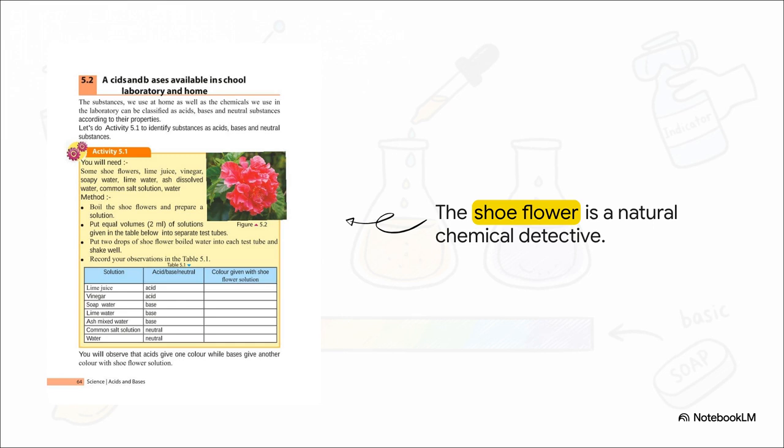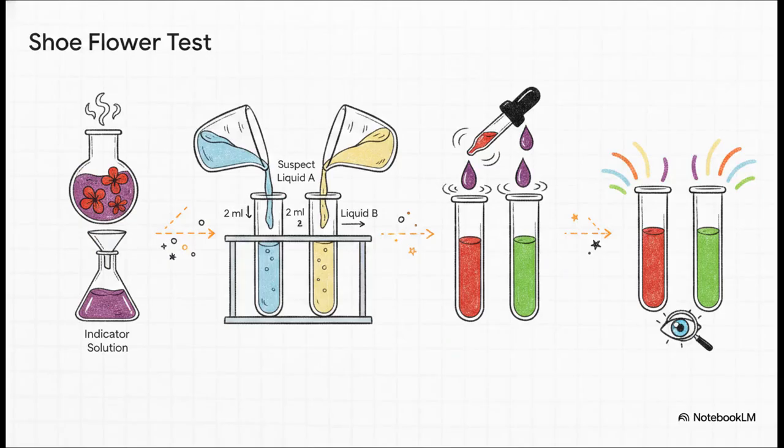Take a common garden plant, like the shoe flower. You might just see a pretty flower, but in the context of chemistry, it's actually a super powerful, completely natural chemical detective. The petals of the shoe flower contain natural compounds that act exactly like the indicator we just talked about. And the best part? We can extract these properties right at home to test the world around us. So let's see how this actually builds into a real scientific method.